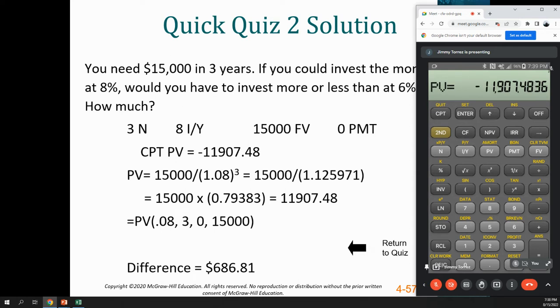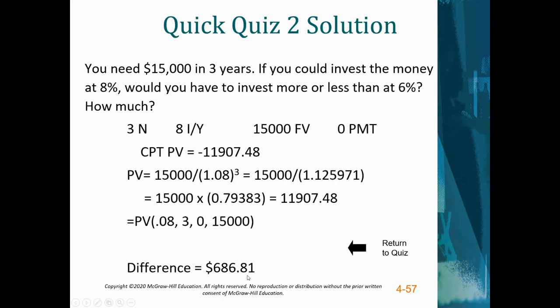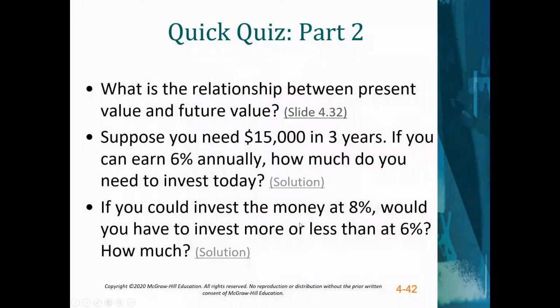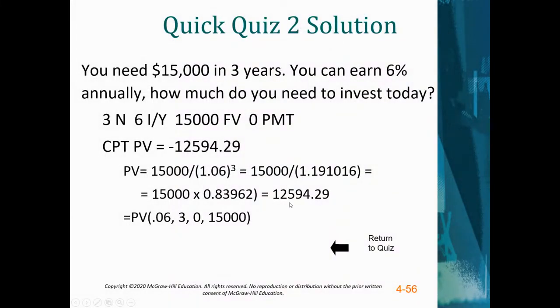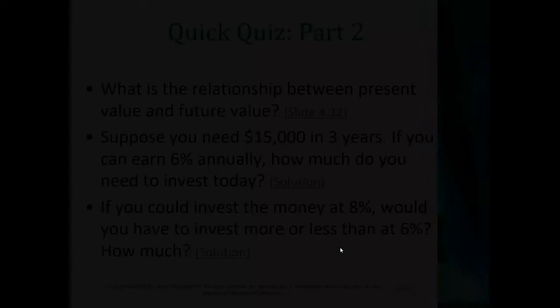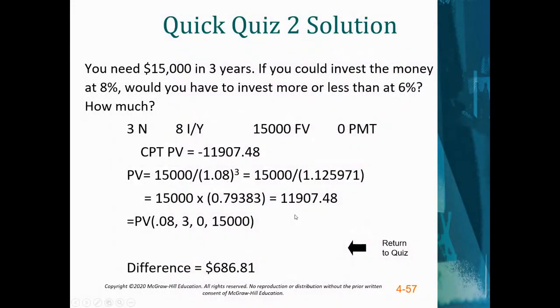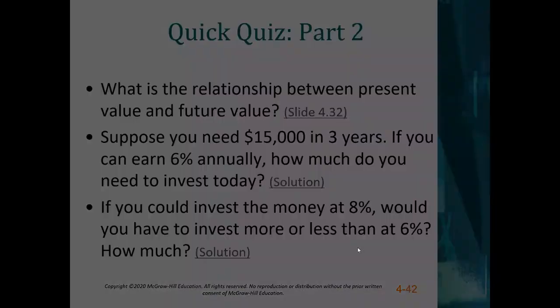And there it is, negative 11,907 and 48 cents, rounded down. So at 8%, I have to invest less money now to get those 15,000 in 3 years. And in this case, the difference is $686.81. Basically, what I needed before was 12,594, and what I need now is 11,907.